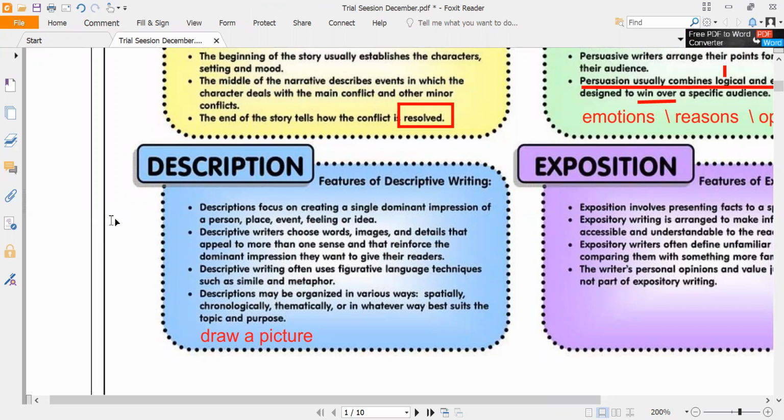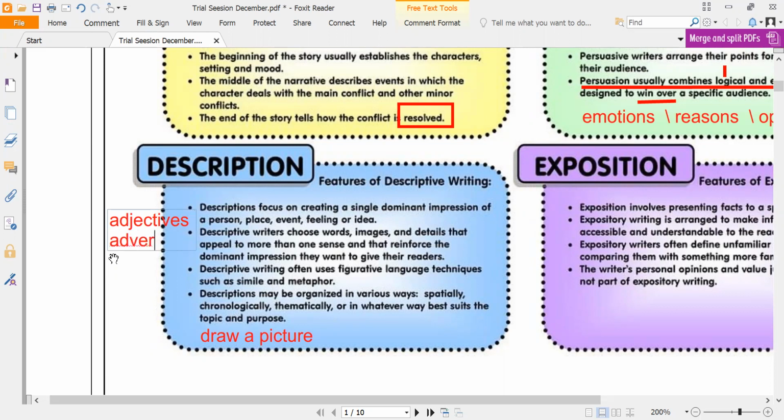If I asked you to describe your room, you will use what? You will use adjectives, right? Yes. You will tell me it's great, it's bad, it's dark, it's calm and comfortable, and so on. These are the adjectives. And also you will use some adverbs with strong words. Also, we'll study this type of writing in detail later.